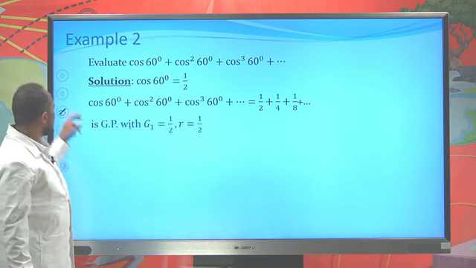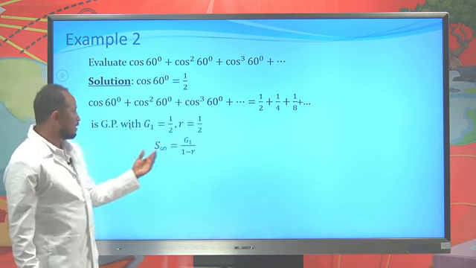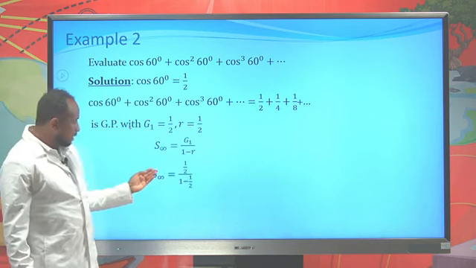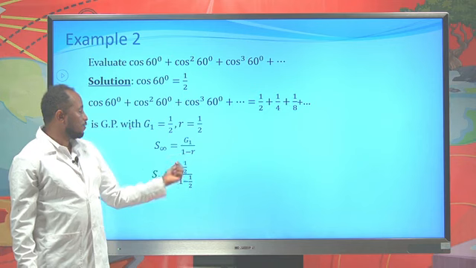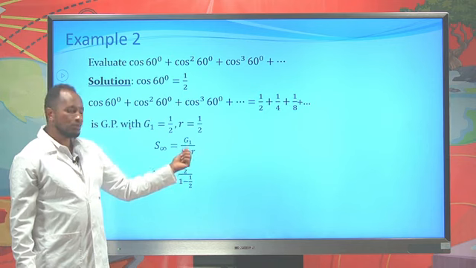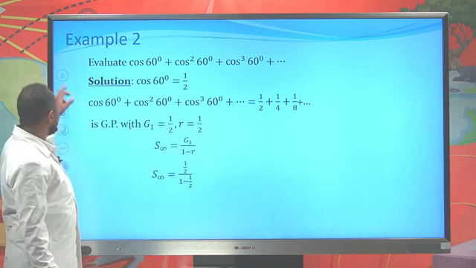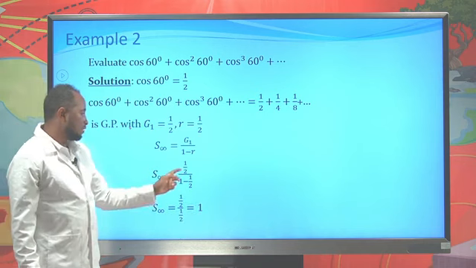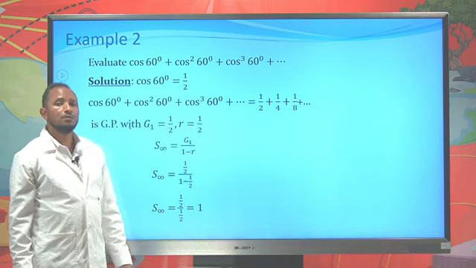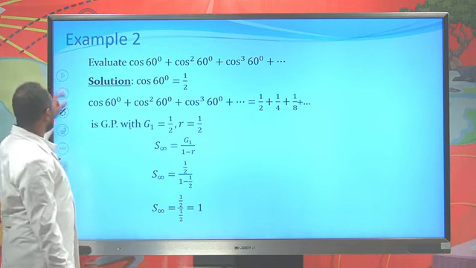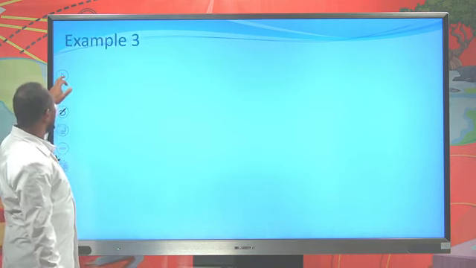Applying this formula, S infinite is equal to the first term, 1 over 2, over 1 minus the common ratio, 1 over 2. Simplifying this, 1 minus 1 over 2 is 1 over 2. When you take the ratio, you get 1. This is the answer. Now let's continue to the third example.